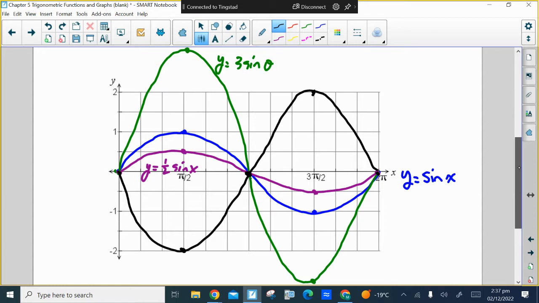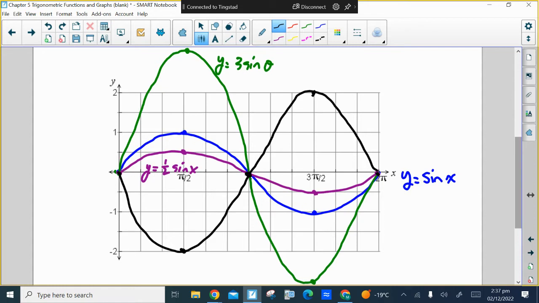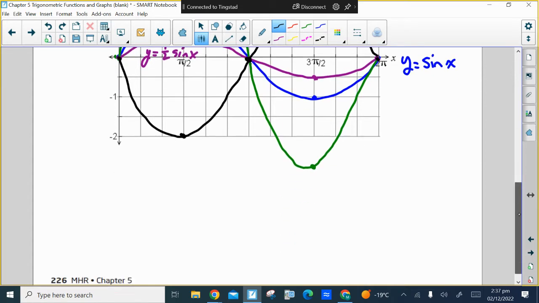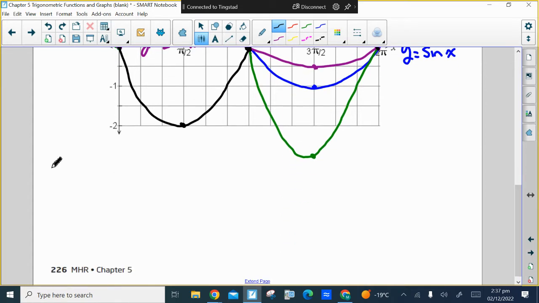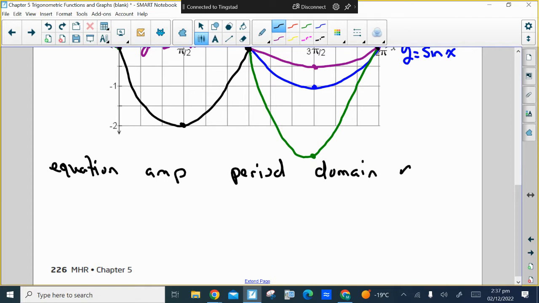So it asks us to state each amplitude and then also compare the graphs considering period, amplitude, domain, and range. So let's do that using a chart. Okay, we'll have our equation. We'll have our amplitude. We'll have our period, the domain, and the range.